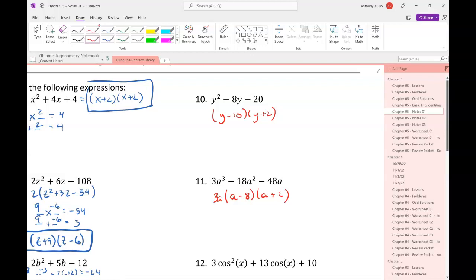How many of you forgot the 3a as the coefficient and just wrote a minus 8 times a plus 2? Oh, don't forget about those leading coefficients. They've got to be there in your final answer. They don't go away, but you just leave them alone out front all by themselves. But you still have to have them at the end. Did I trick you?